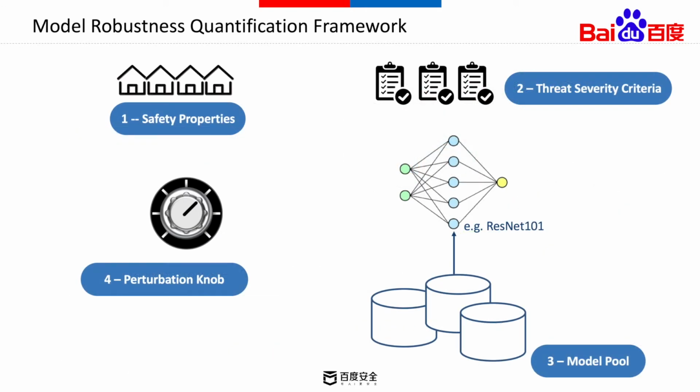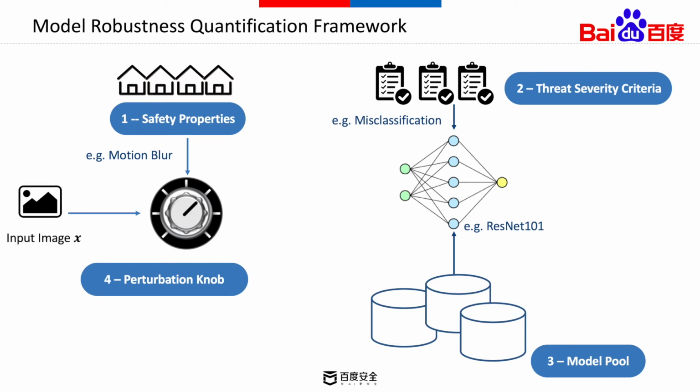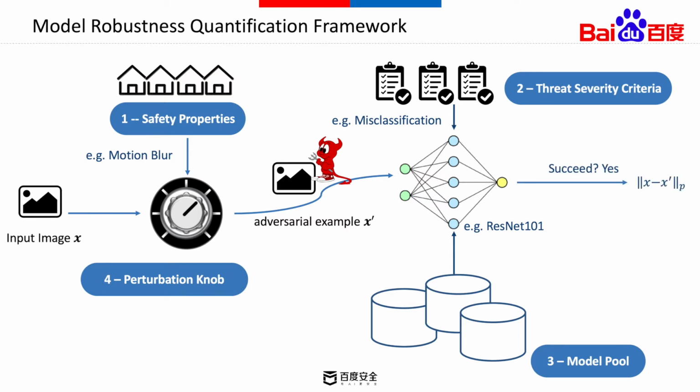Now let us put all the pieces together. Before quantification, we pick safety properties, threat criteria, in this case it's misclassification, and the model to be tested. Then, given an input image, the knob initiates with the smallest unit of perturbation. The resulting image is forwarded to the model. If it is misclassified, then LP norm-based distance between the adversarial image and the original one is calculated. If the model returns a correct classification, the knob increases the amount of the perturbation and repeats the process until the model misclassifies.